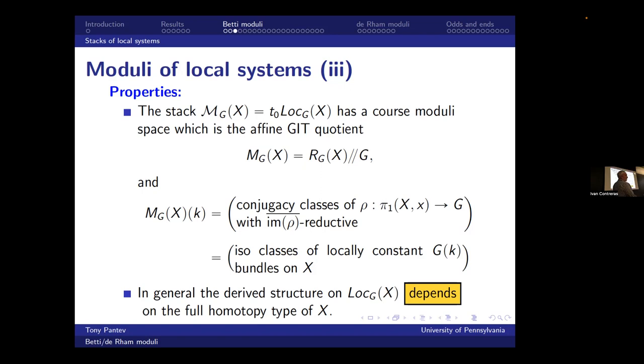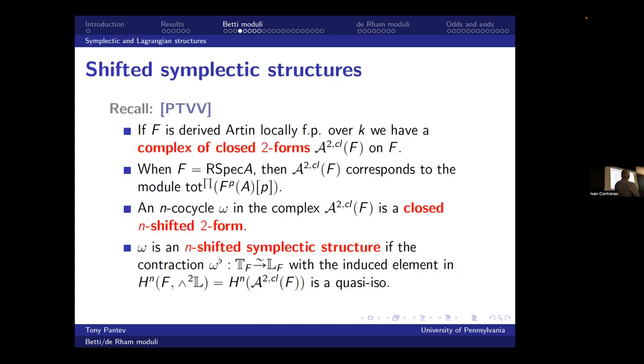And I'm not going to talk about the construction, so just believe me, it exists, it's algebraic, it's as nice as it can get. Okay, and it's actually locally of finite presentation, which in this world of derived stacks is the analog of smoothness. So it just means that it has a well-defined tangent complex, and that tangent complex is locally a finite complex of finite rank vector bundles.